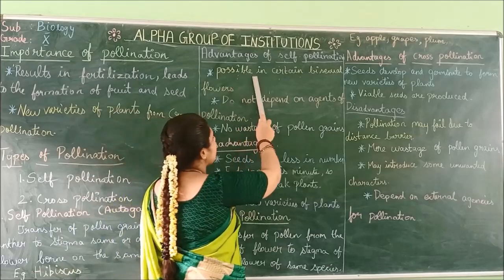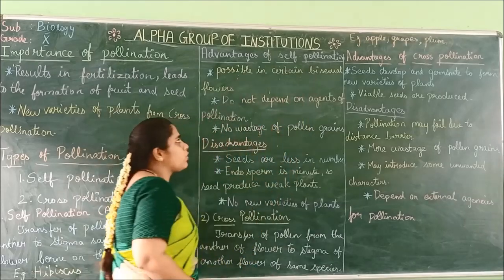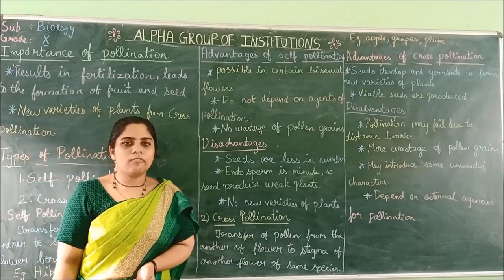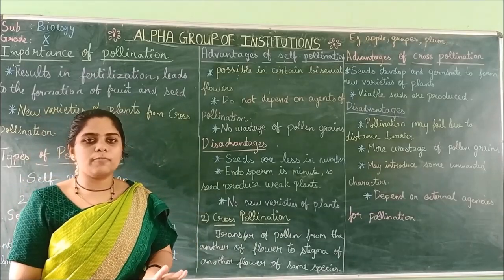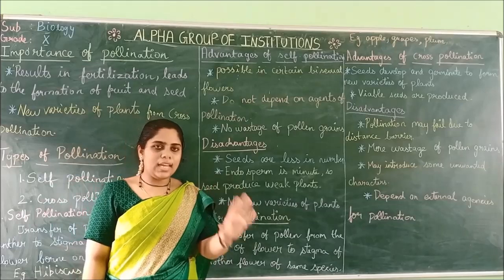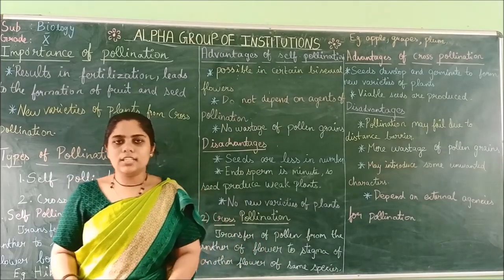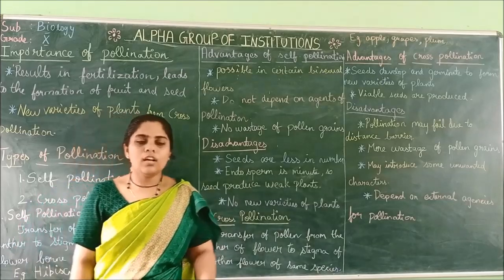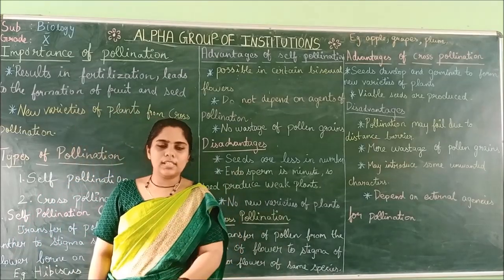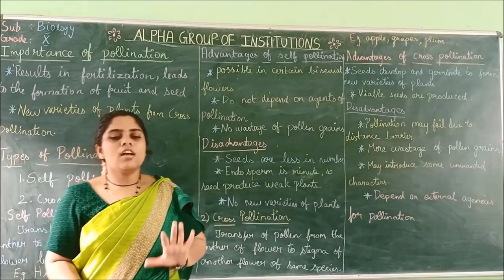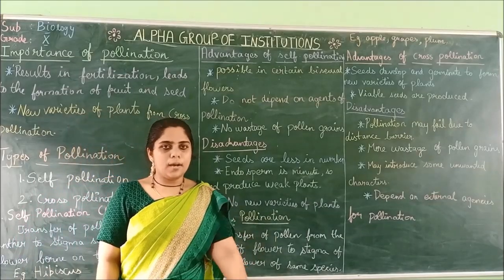First, it is possible in certain bisexual flowers. So what are bisexual flowers? When the male and the female parts are present in the same flower, it is known as a bisexual flower. So the androecium also will be present in the same flower, the gynoecium also will be present in the same flower. So there we call it bisexual.